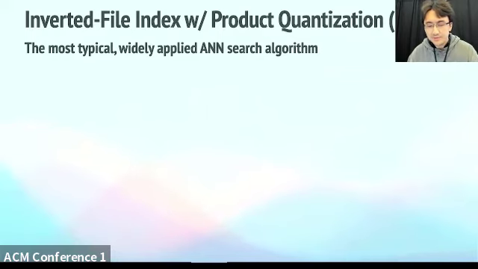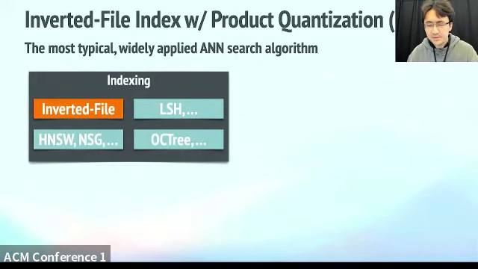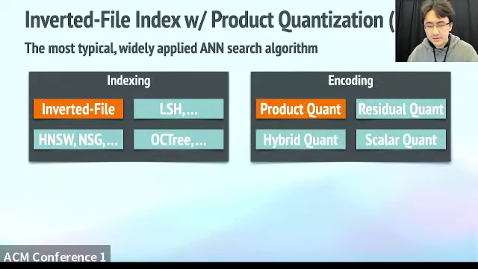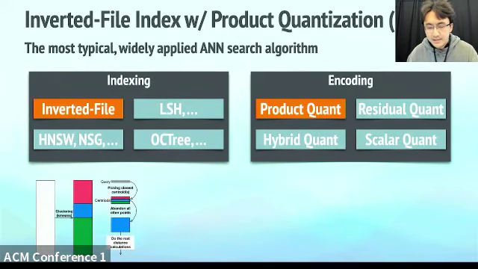ANN search consists of two major techniques, indexing and encoding. The former aims to reduce the search points that need to be checked, while the latter aims to reduce the storage overhead. Together, they speed up the search process. Among various techniques, inverted file index with product quantization, aka IVF-PQ, is the most popular and best performing. The IVF index organizes the search points into several clusters and only checks the points from the nearest cluster when searching, while PQ splits the points into several subspaces, clusters in these spaces, and uses cluster centroids' IDs to encode the original projection.